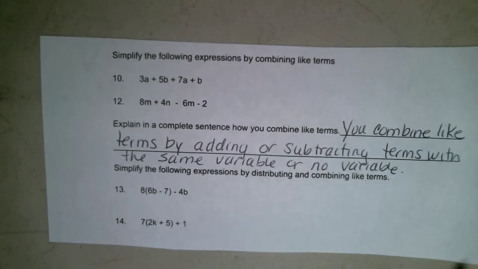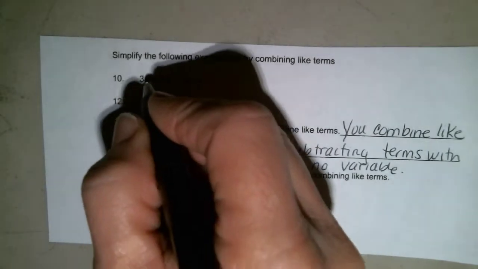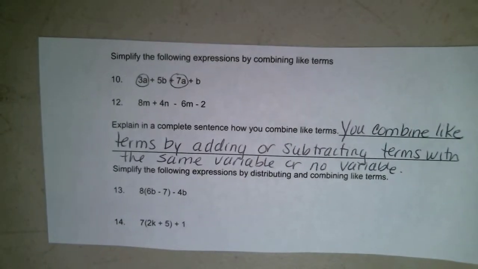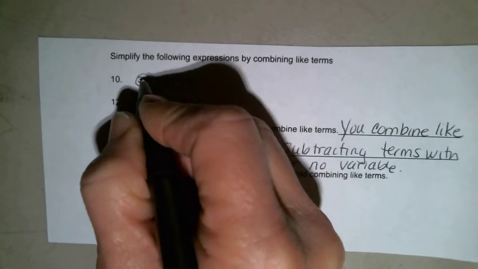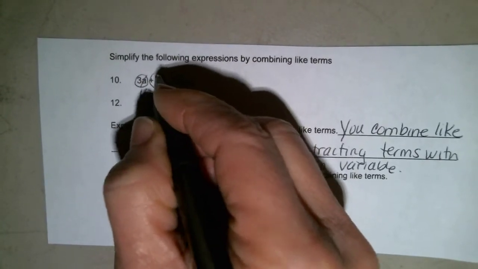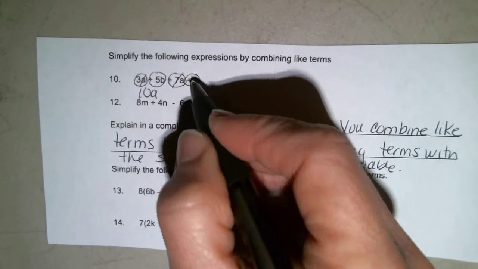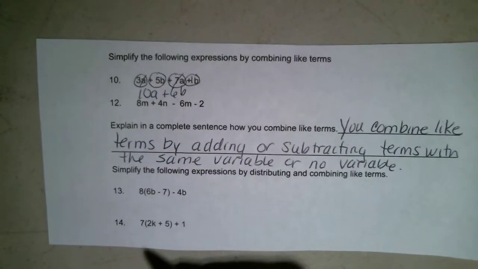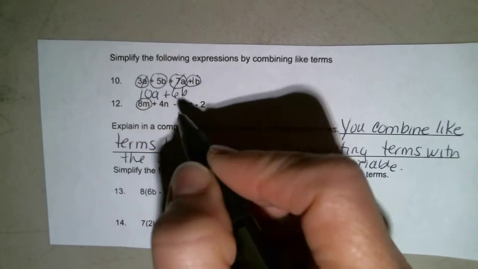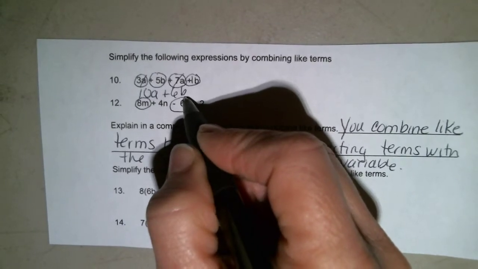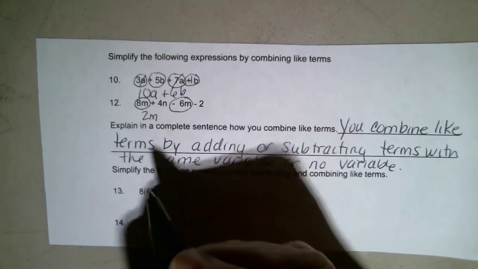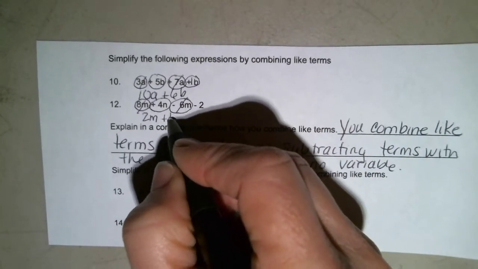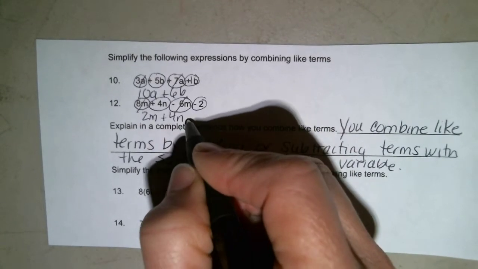Simplify the following expressions by combining like terms. 3a and 7a are like terms because they both have an a, so they combine to be 10a, and 5b plus b, which is really 1b, combine to be 6b. Number 12, 8m minus 6m gives us 2m, and 4n is by itself, so we bring it down, as well as minus 2.